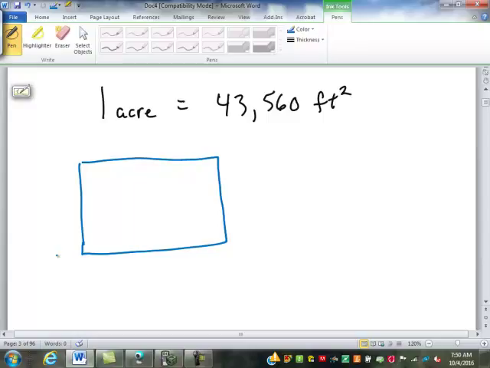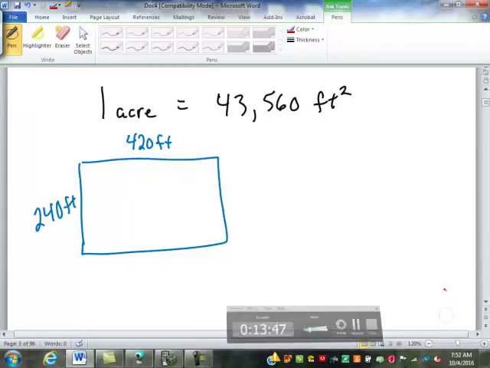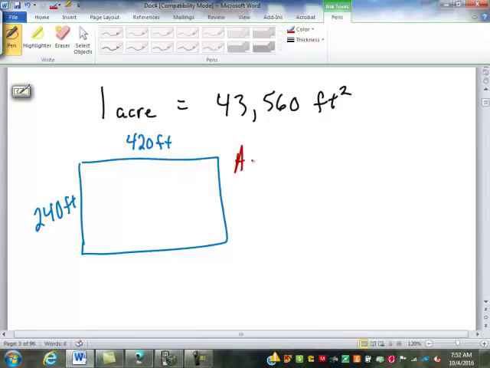So if I have a piece of land, it's 240 feet by 420 feet. In your notes quick, see if you can tell me how many acres that is. So we're going to find an area, 240 feet by 420 feet. It's going to give us what? 100,800? That's square feet.